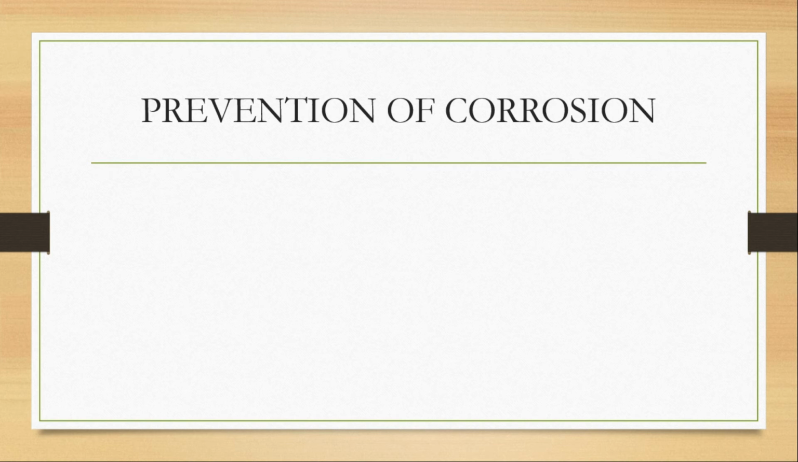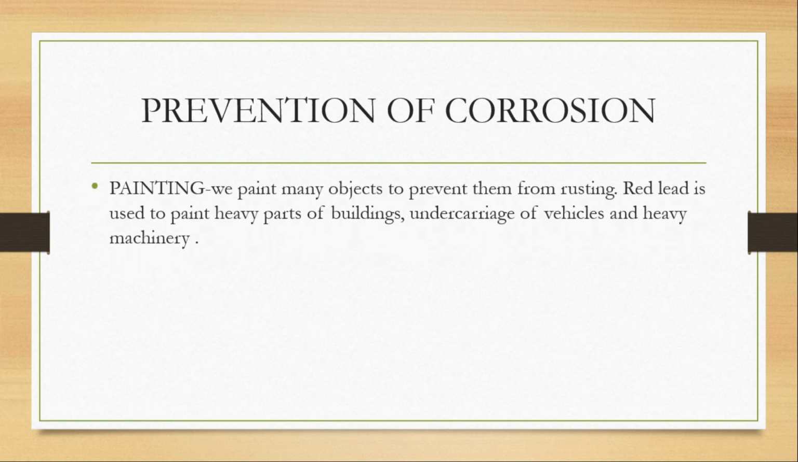So there are different ways we can prevent corrosion. The first common thing that you might have seen or you might be doing in your house as well is painting. We paint many objects to prevent the rusting. And red lead is used to paint the heavy parts of the buildings and undercarriage of the vehicles and heavy machinery which are generally exposed to moisture and air.